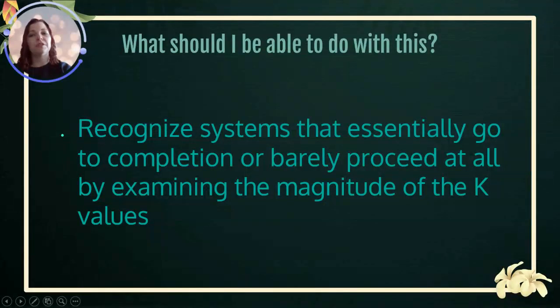Okay, so what should you be able to do with this? Well, you should recognize systems that essentially go to completion or barely proceed at all by examining the magnitude of the K values, and let that help you make decisions about how you're going to approach the problem.